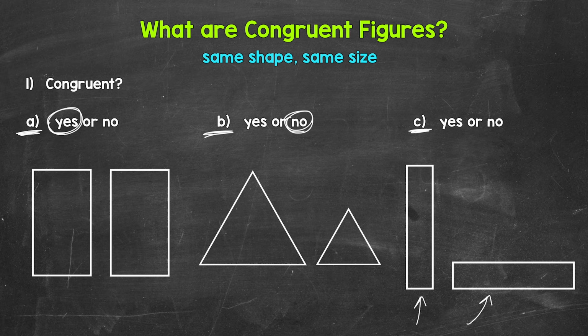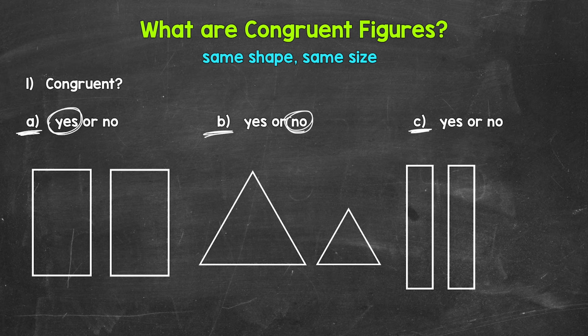So when we ask ourselves, are these rectangles congruent, we're looking for the same shape and same size. And yes, they are the same shape and same size. So they are congruent. And let's actually rotate the rectangle on the right so it's like the rectangle on the left. Now we can really tell that these two rectangles are congruent. So yes, these rectangles are congruent. Let's move on to some more examples.